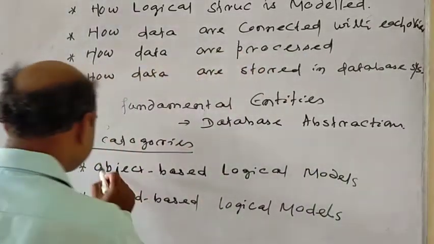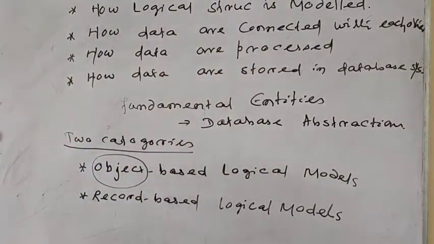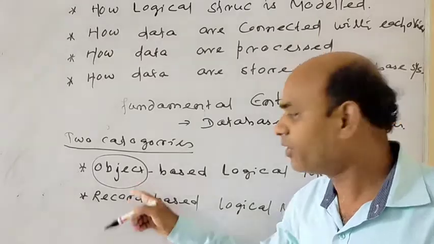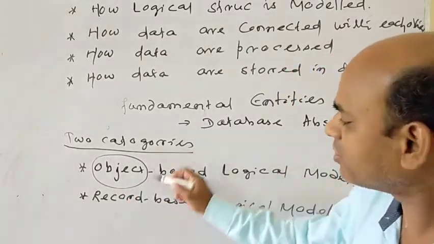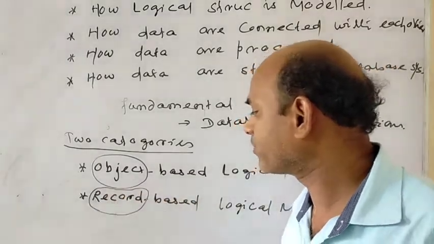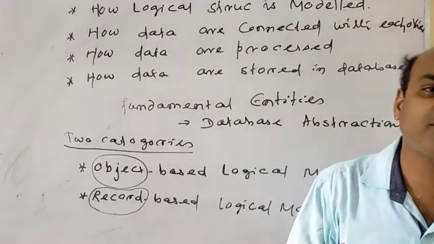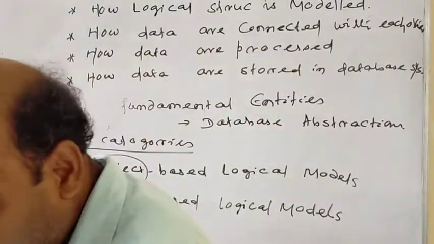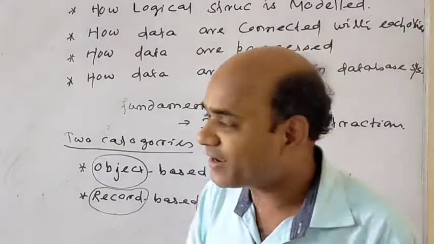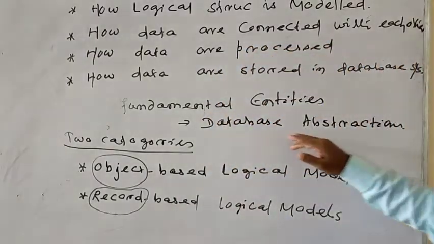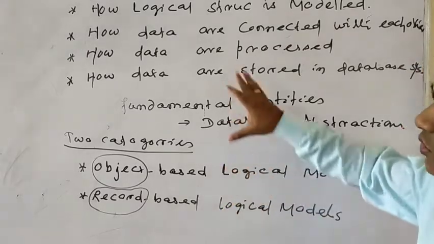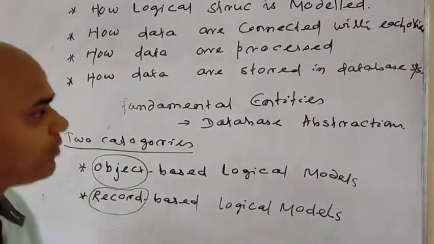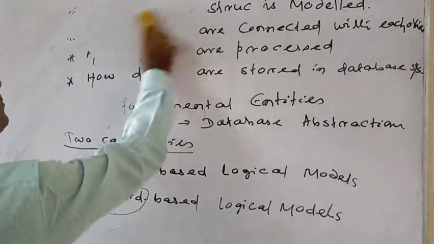Here, objects are the real entities; all these logical models are based on real entities, real values. But in the case of record based models, the model is totally based on the records that we are storing, meaning the size and length; some models are fixed, some are not fixed. These models describe the logical level or view level, how data will be extracted, how data will be abstracted from the database. These two categories we will discuss. First is the object based logical model.